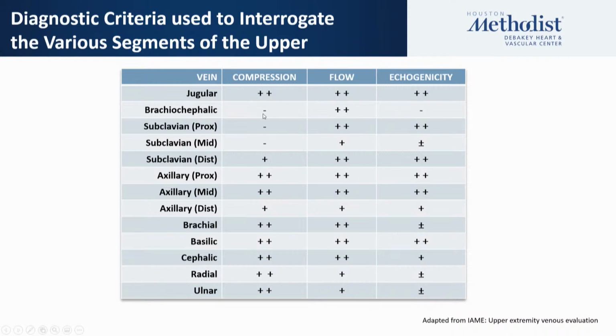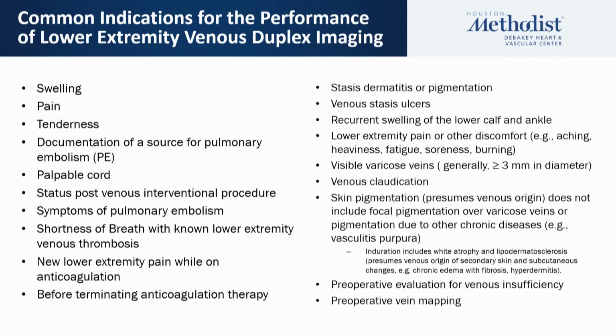We can compress certainly parts of the subclavian vein, but not all parts of the subclavian vein, as it courses under the clavicle. But we can look at flow, mostly for most, and also the echogenicity, except for the veins that we cannot analyze. That's why the brachiocephalic vein, usually by ultrasound, we can get a lot of indirect information by looking at the jugular, at the subclavian vein, and trying to characterize the waveforms.